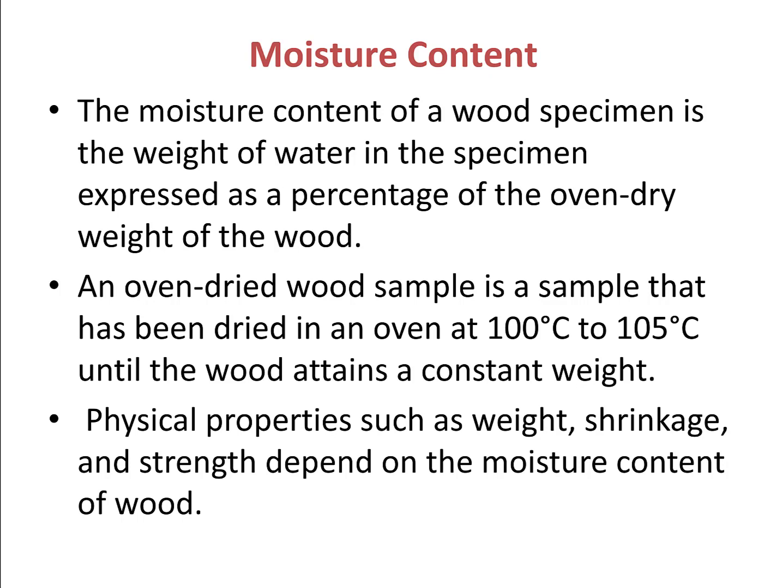The moisture content of a wood specimen is defined as the weight of water in the specimen expressed as a percentage of the oven-dry weight of the wood. An oven-dried wood sample is a sample that has been dried in an oven at 100 degrees Celsius to 105 degrees Celsius until the specimen attains a constant weight.